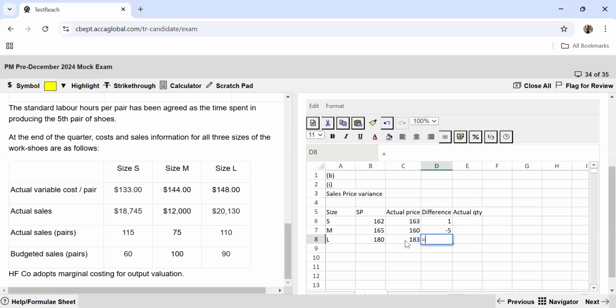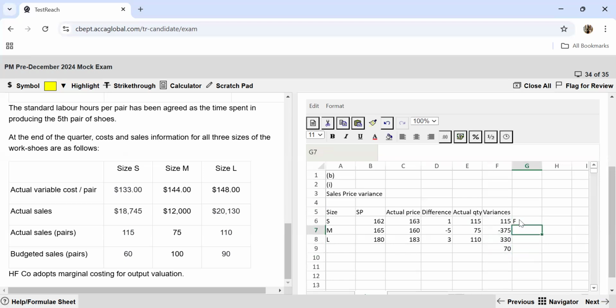Then the next thing is I'll apply the same formula here. So this will give me a positive or a favorable variance. Now we just need to multiply this with the actual quantity, 115, 75, 110, and this will give us our variances. So difference multiplied by the quantity. So now if you just sum all of them together, you will get your final answer of 70 favorable.